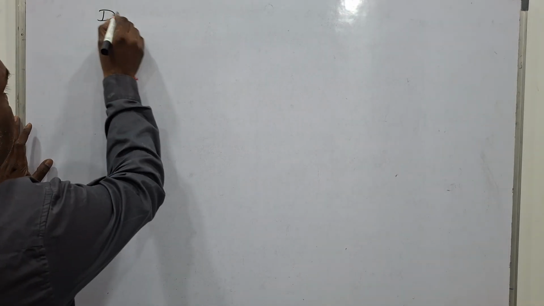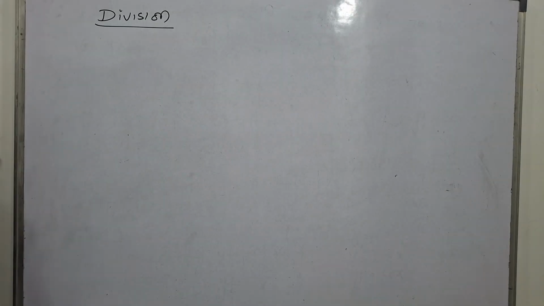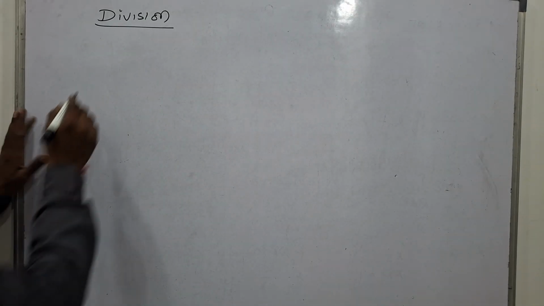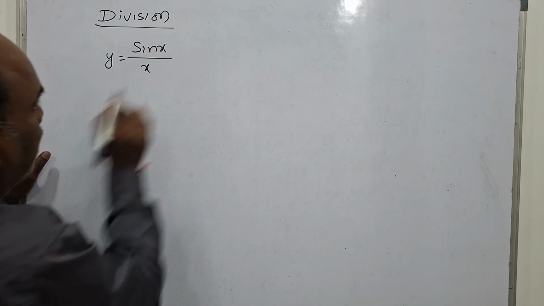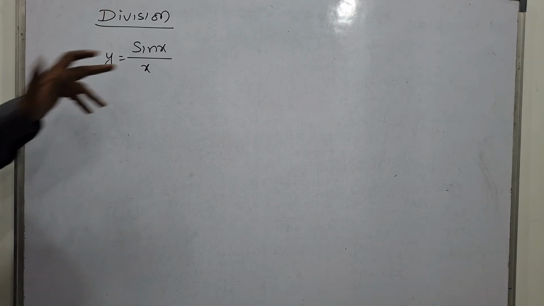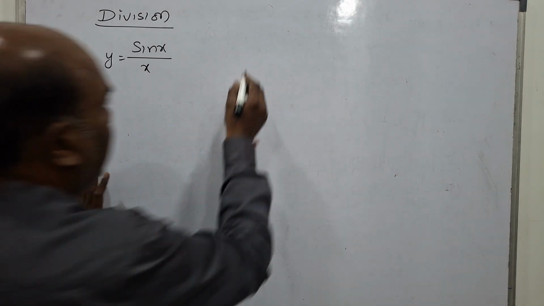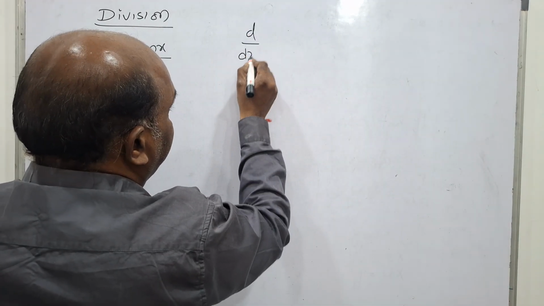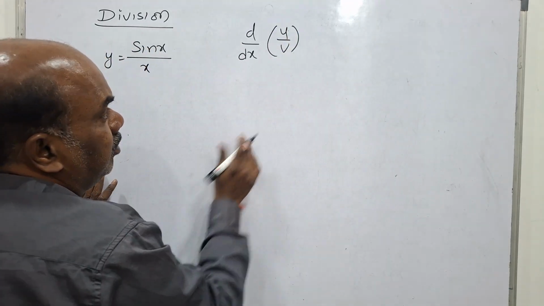Next, division. Very important. How to do differentiation in division? First of all, one example. y is equal to sin x by x. This is the function. One is in the numerator, one is in the denominator. To do this, there is a very simple formula you need to remember: d by dx of u by v, where u is one function and v is another function.